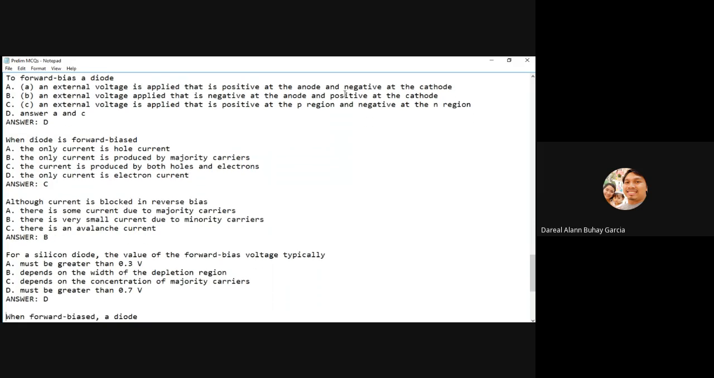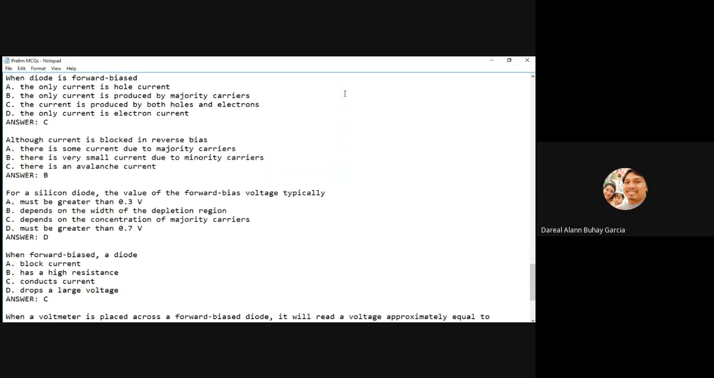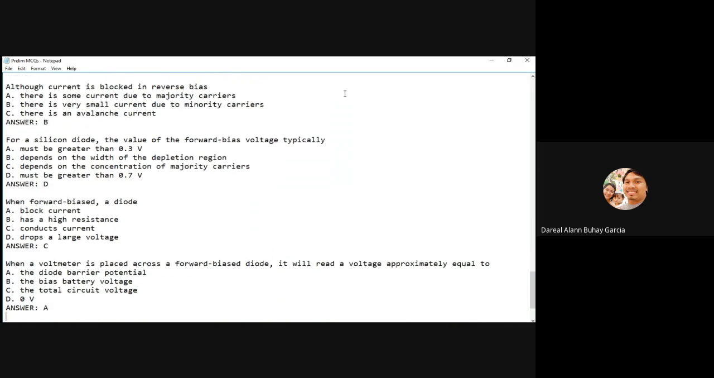To forward bias a diode, both A and C, external voltage is applied that is positive at the anode or P region and negative at the N region or cathode. When a diode is forward biased, C, the current is produced by both holes and electrons. Although current is blocked in reverse bias, there is a small current due to the minority carrier B.